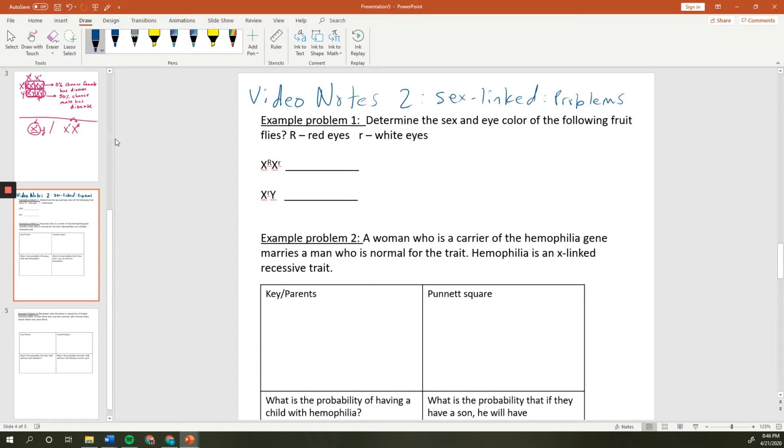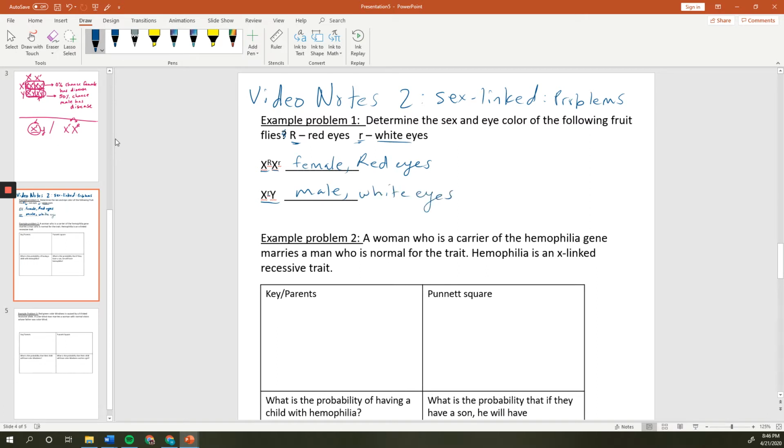First one, determine the sex and eye color of the following fruit flies. R is red eyes, little r is white eyes. So again, the first thing you would see here is XX gives us female, and big R, little r gives us, well, this is dominant over this, so that is going to be a female with red eyes. And then we have XY, which is male, and it has a little r right there, so that means white eyes.